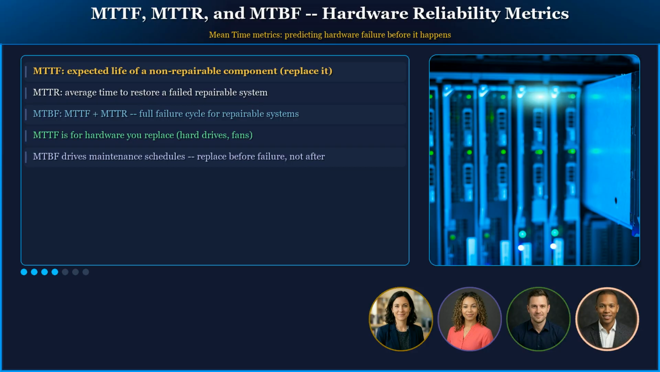For the CISSP exam, the distinction that matters most is MTTF versus mean time between failures. MTTF is for non-repairable components you replace. Mean time between failures covers the full reliability cycle of repairable systems. When the exam asks which metric is used to schedule preventive maintenance, the answer is mean time between failures.